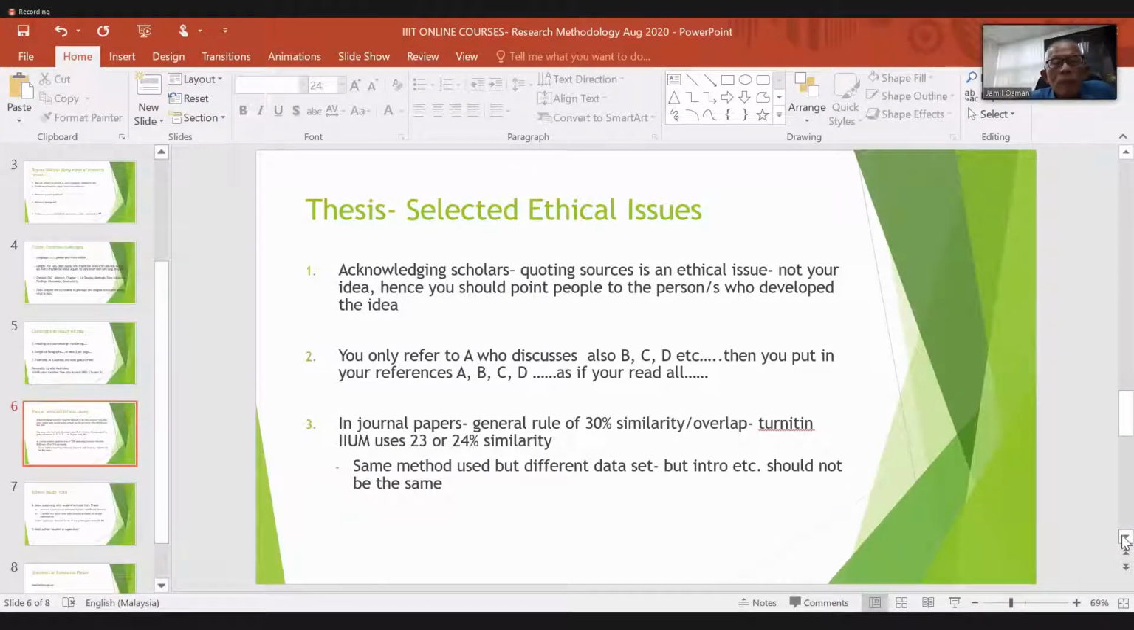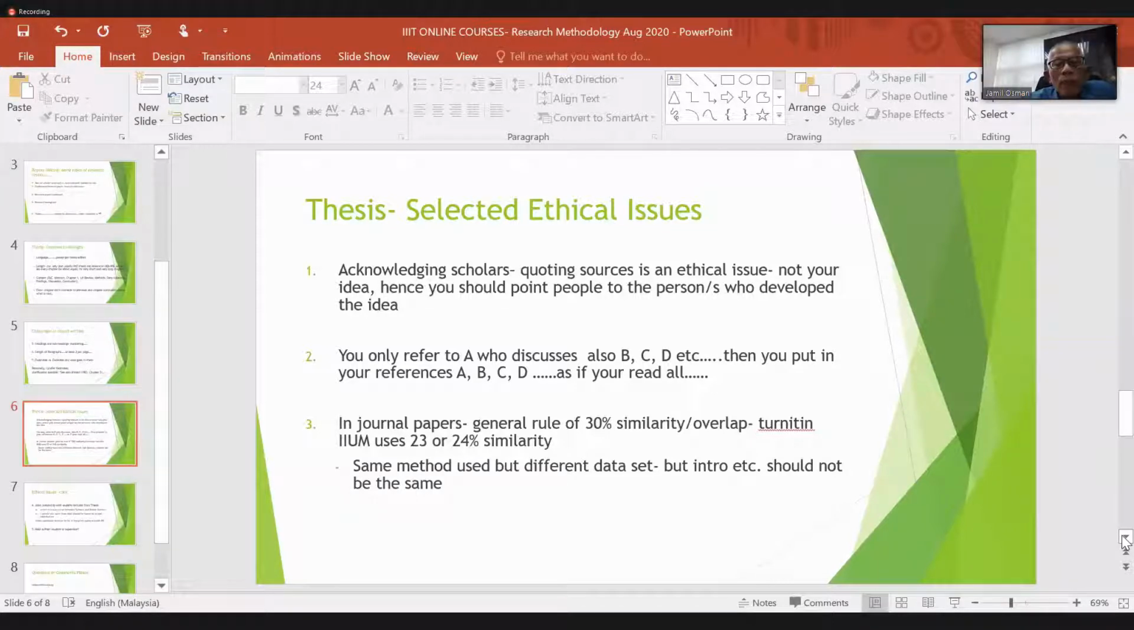Now, personally, I know many cases, I have seen it in the theses that I have examined or even that I have supervised. I always remind my students, that's not the way you do it. If you refer only to A, then when you want to quote B, C, and D, the way to quote it is B as quoted by A. You have to mention. Yeah.